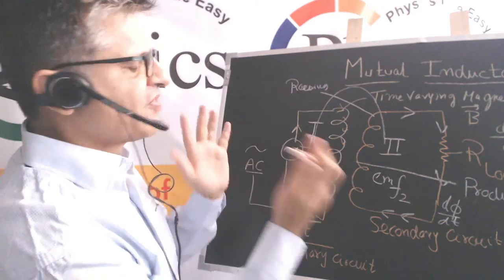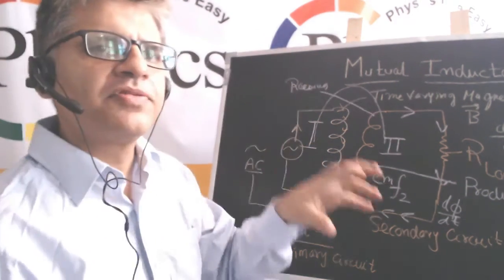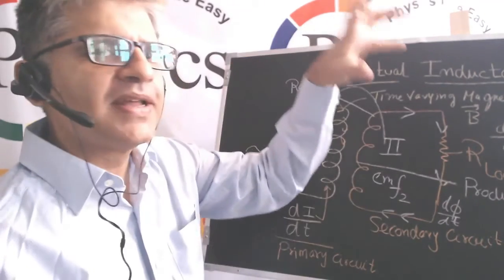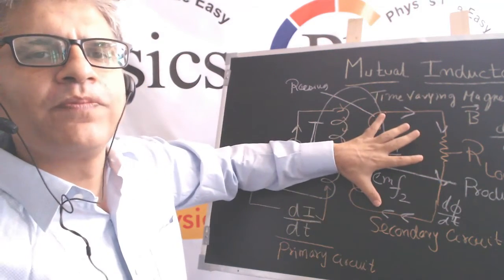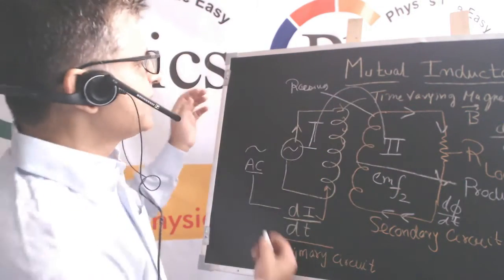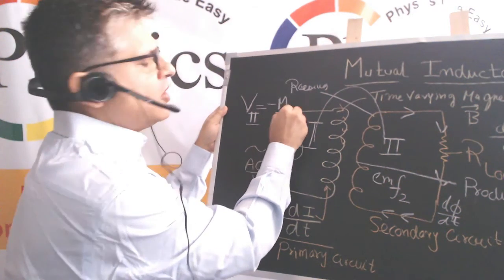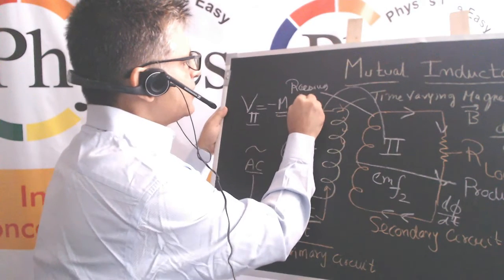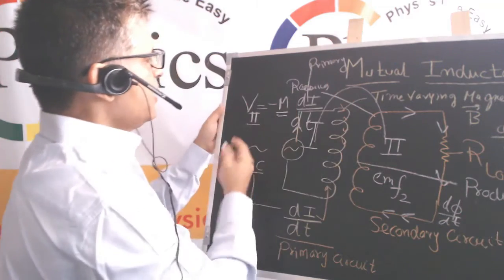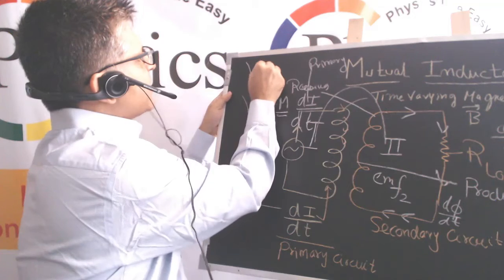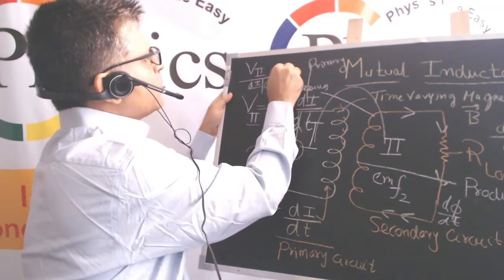Now this phenomenon where you have one circuit which is responsible for a time varying current, resulting in time varying flux, and that flux getting associated with a second circuit, and because of Lenz's law and Faraday's law, the second circuit also starts giving you voltage. This voltage which gets produced in the second circuit is written as minus M, the coefficient of mutual inductance, multiplied by the rate of change of current in the primary, the first circuit. If you divide this, what you get is the voltage produced in the second circuit divided by the rate of change of current in the first circuit, giving you the mutual inductance.